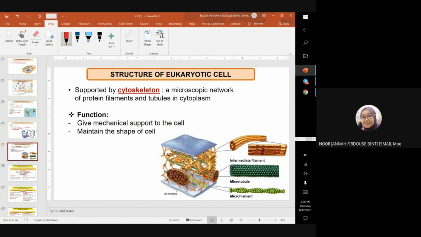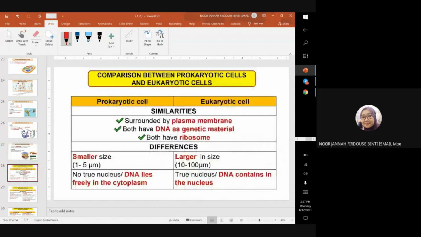Eukaryotic cells are supported by cytoskeleton. Maksud dia rangka dalam dan rangka luar. Kalau kita sebagai manusia as a whole, kita ada skeleton, tulang, kita ada cartilage. Okay, tapi untuk satu sel saja, macam mana dia boleh maintain the shape. Walaupun animal cell kan dia tak ada dinding sel kan. Tapi macam mana dia boleh maintain that shape because of the cytoskeleton. The function is to give mechanical support and maintain the shape of cell.